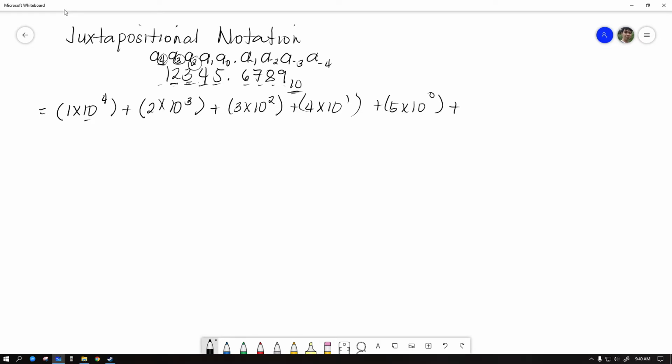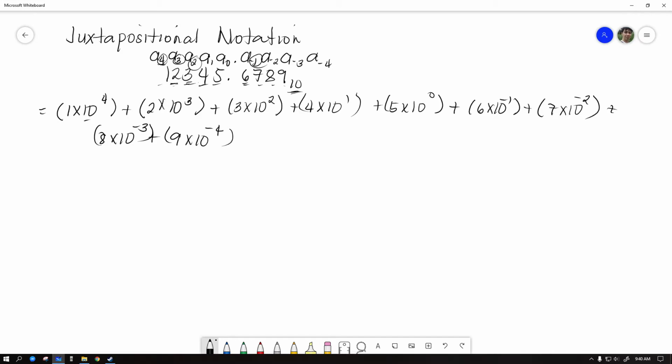And then you just add after the radix point. So this is 6 times 10 to the negative 1 plus, sorry, that is 7 times 10 to the negative 2, plus 8 times 10 to the negative 3, and then plus 9 times 10 to the negative 4. Okay, so that is the juxtapositional notation of this base 10 number.